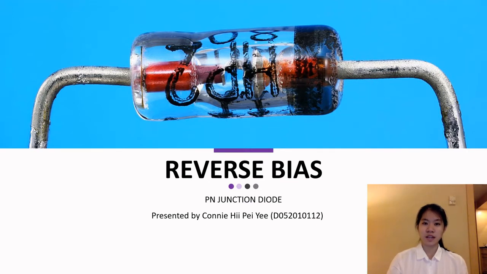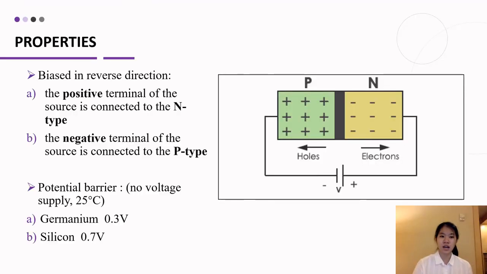My name is Konehi Pei and my matrix number is D0520101112, and I will explain about the reverse bias of the PN junction diode. I will start my presentation with the properties of reverse bias.